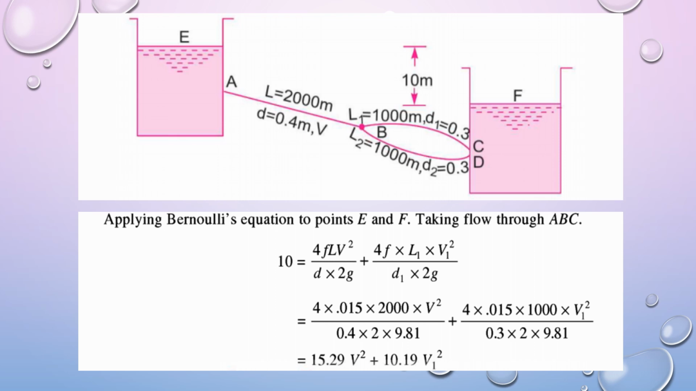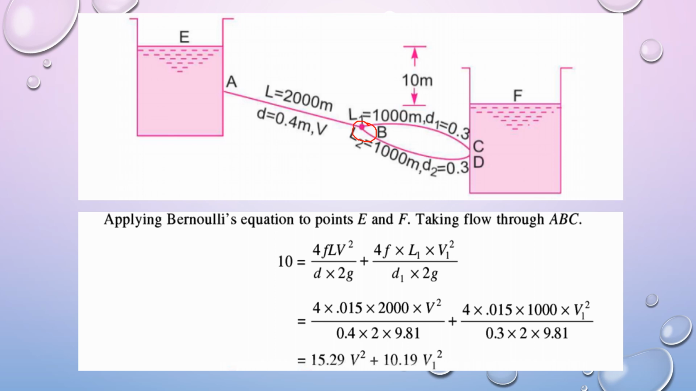So there is initially a pipeline AB which has a length of 2000 meters and D is 0.4 meter, and the velocity we do not know, so we denote it by V. And there is a junction called B, and from this junction the pipe is divided into two parallel pipes. The specialty here is that the two parallel pipes have the same dimensions, that is, the length is the same and the diameter is also the same.